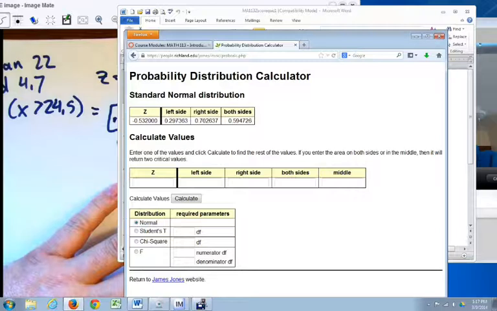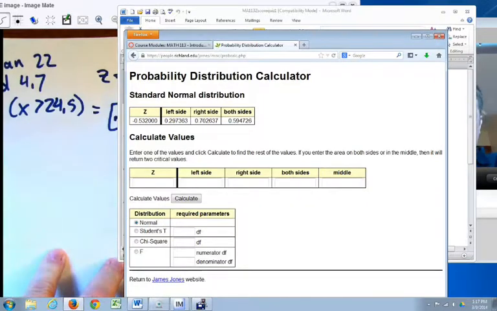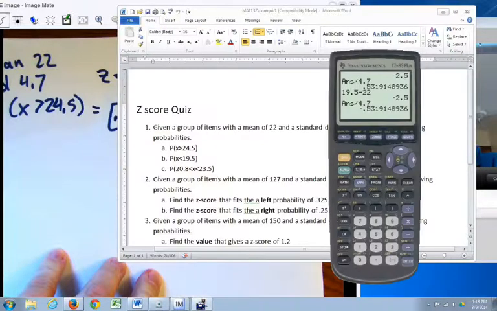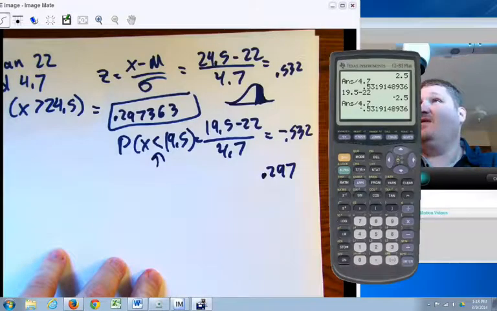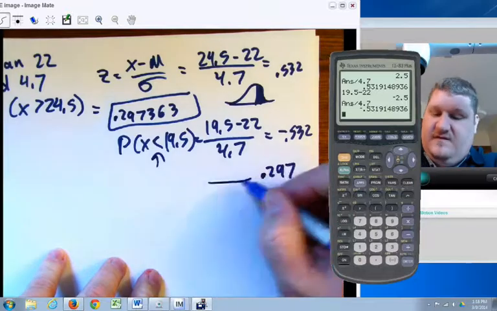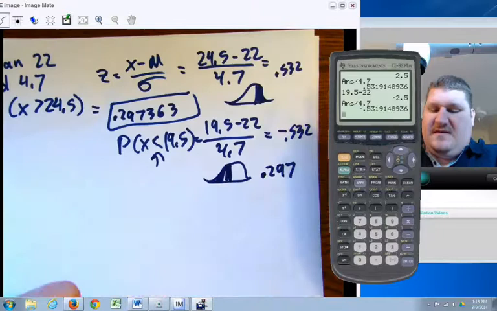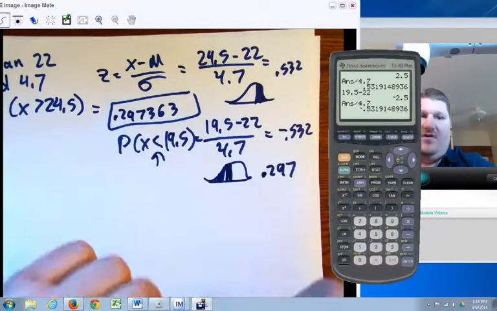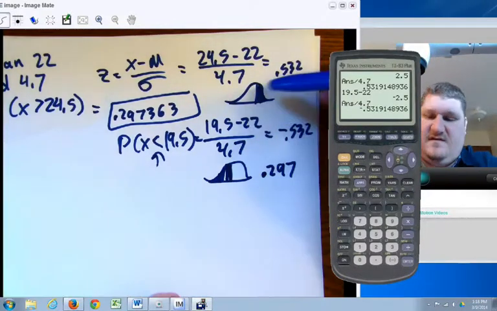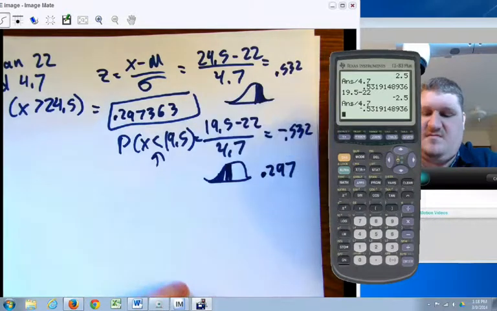So you'll notice this was finding an area over here. Because it says less than, instead of finding the area greater than, this is finding the less than. Even though they're the same number, they're on opposite ends. This is how much would be greater than, how much would be less than.